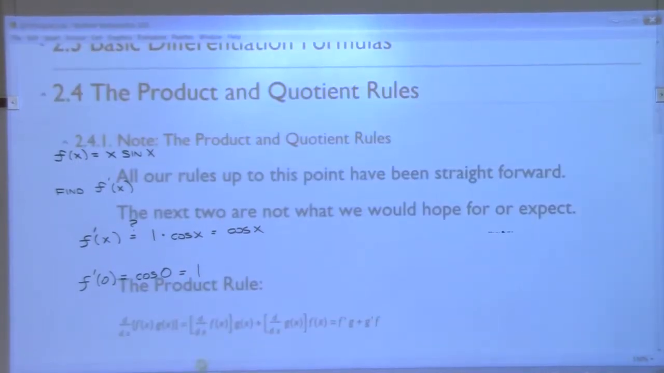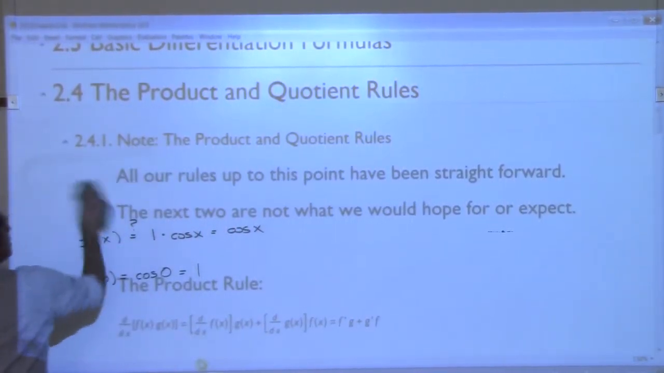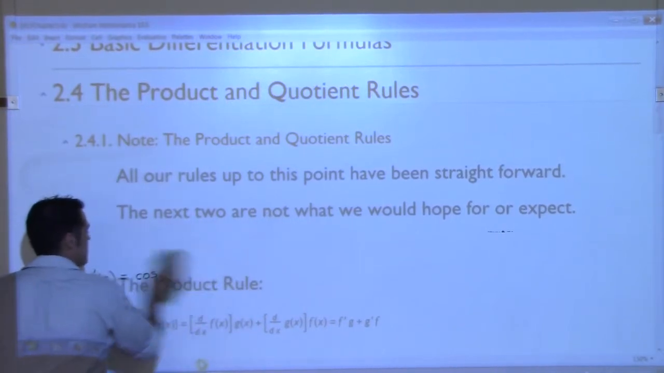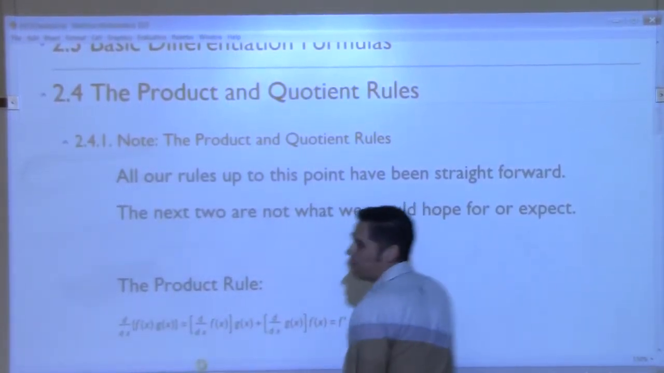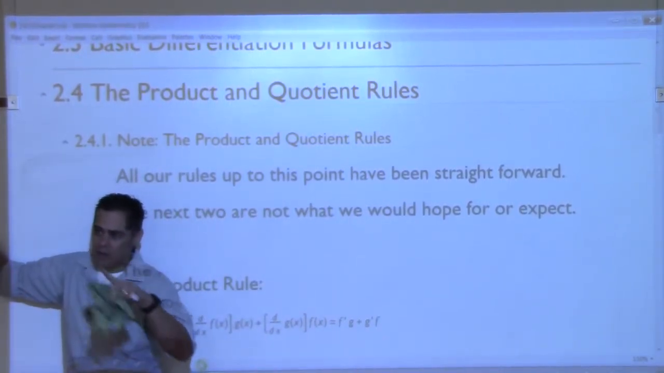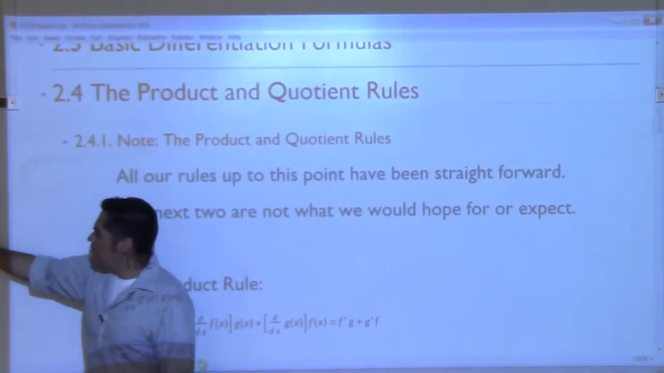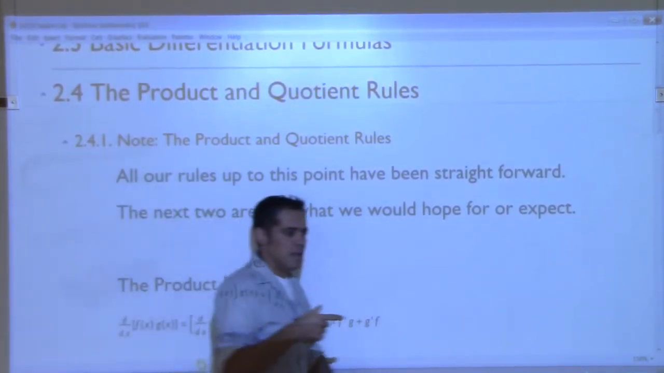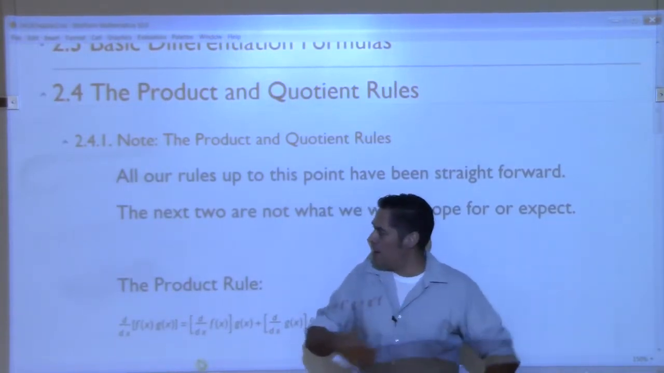So here we go. The product and quotient rules. That's all this section is about. All of the rules up to this point have been pretty straightforward. I mean, I did have to prove that formula to you, right? I had to prove that, and that was that Pascal's triangle, and it was kind of cool, but we got the formula. And then I proved the derivative of sine was cosine using a sum difference formula from pre-cal.